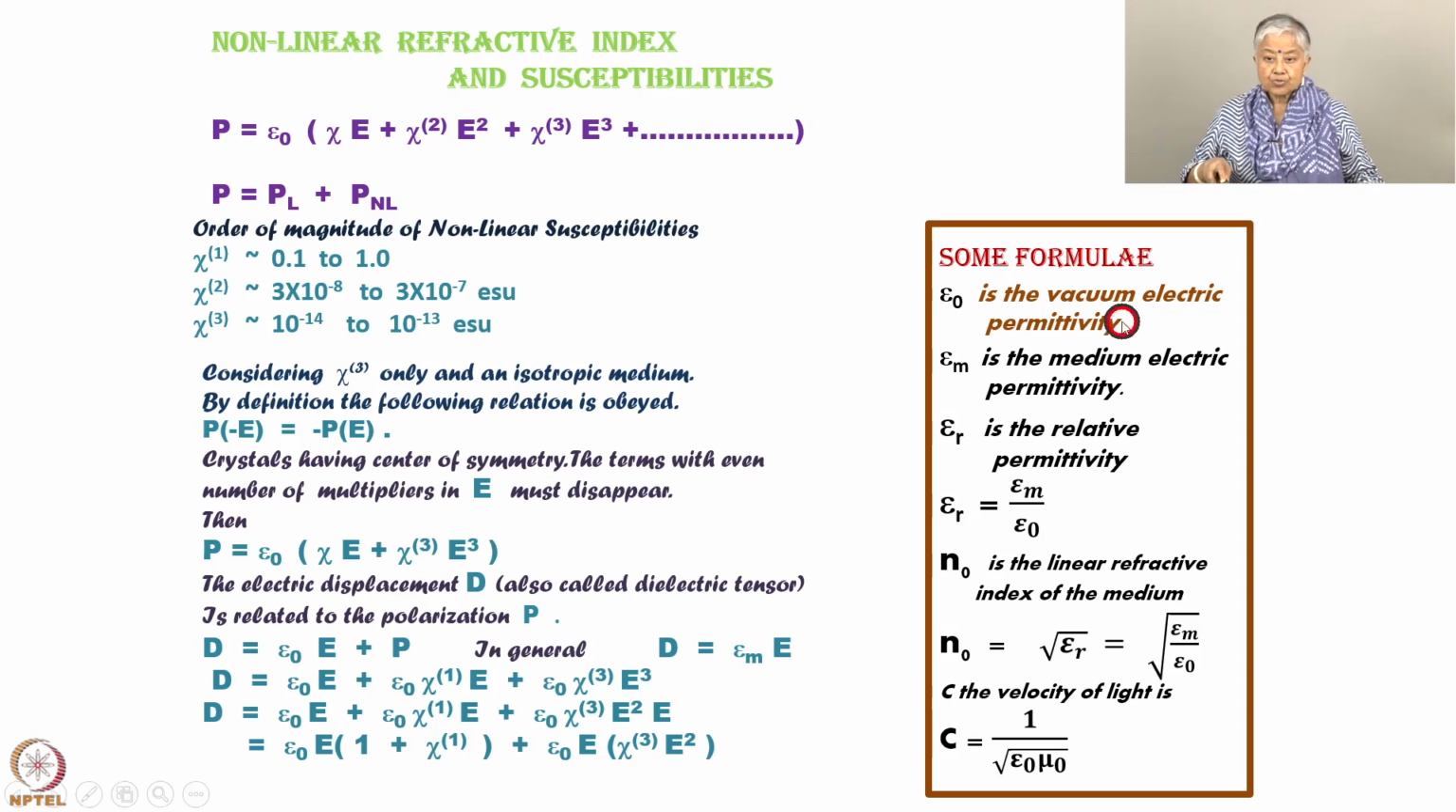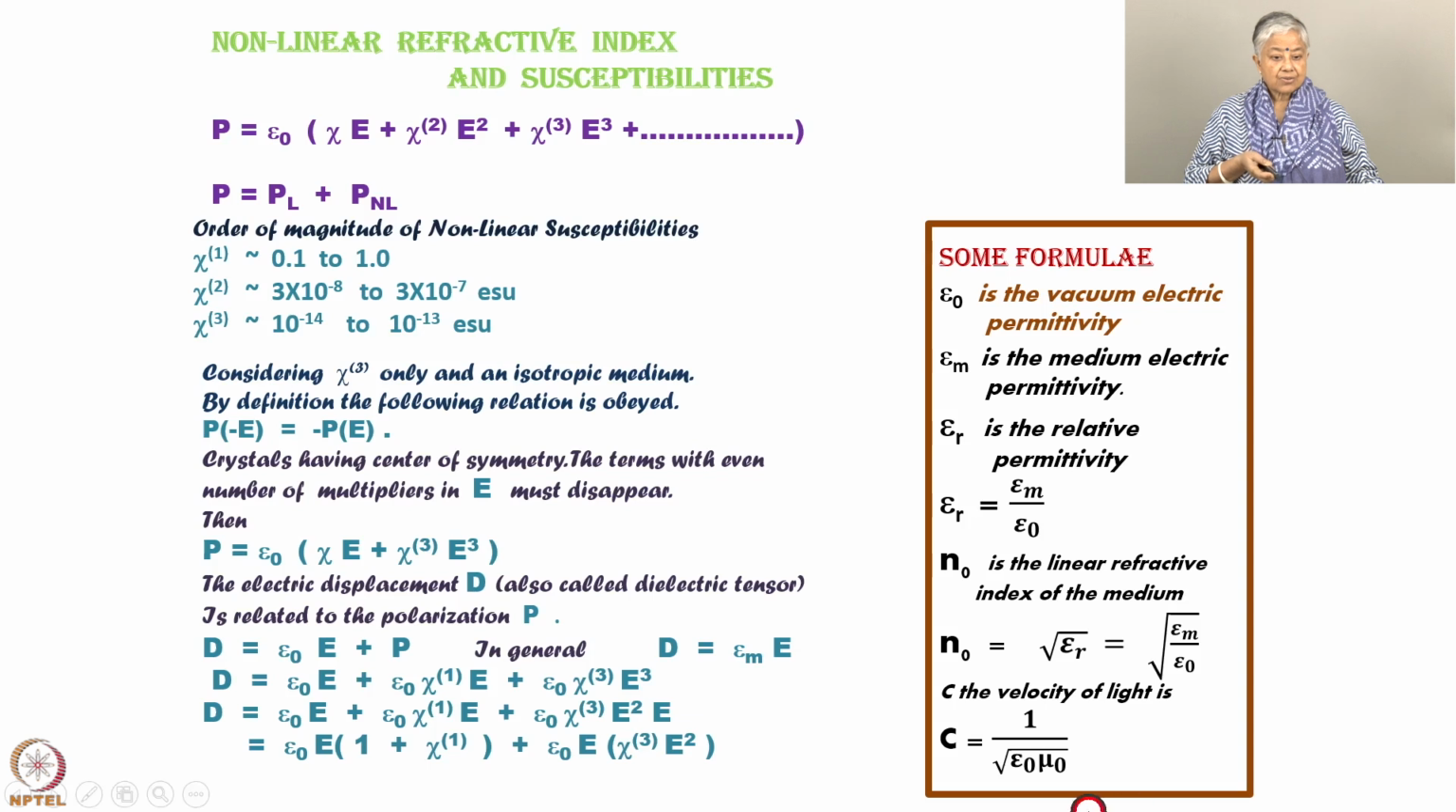Epsilon 0 is the vacuum electric permittivity, epsilon m is the medium electric permittivity, the medium in which the laser light is passing through or the medium of interest for us. Epsilon r is the relative permittivity given by epsilon m by epsilon 0. Then n0 is the linear refractive index of the medium. n0 can be given as root of epsilon r or root of epsilon m by epsilon 0. These are just some formulae which you will need in order to manipulate some of the equations here, and c, the velocity of light, is equal to 1 upon root of epsilon 0 mu 0. Just recollect these equations and keep them at the back of your mind as we go ahead.